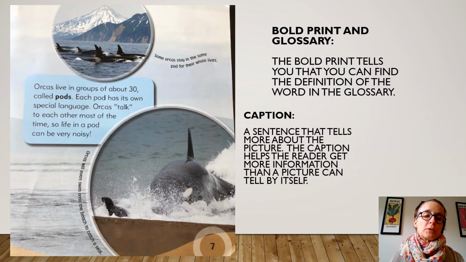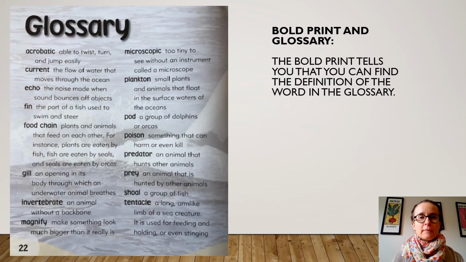Orcas live in groups of about 30 called pods. No, I don't know what a pod is, so I'm going to go to the glossary. When I look at the glossary, it's like a small dictionary. The words are written in alphabetical order. Here's where I found pod, a group of dolphins or orcas. So now I know a pod is a group of dolphins or orcas.